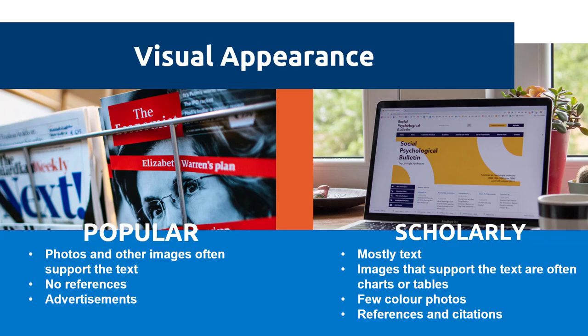Finally, how is the information visually presented? Popular sources often contain photos and other images to support the text, and may contain advertisements. Scholarly sources are mostly text-based, and images that support the text are usually charts or tables. There are few, if any, color photos.